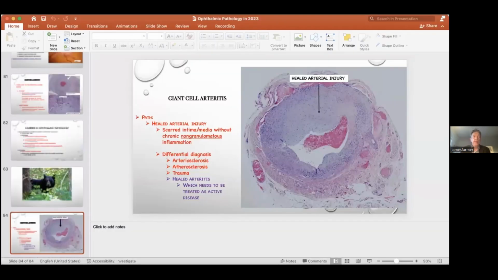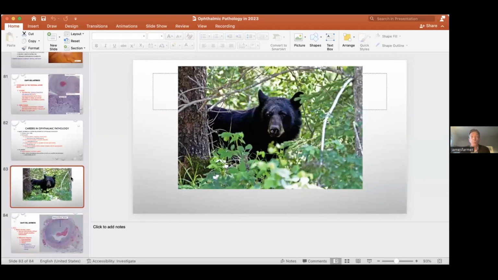But unfortunately, they should be examined by an ophthalmologist, an ophthalmic pathologist, or somebody with expertise in looking at globes.